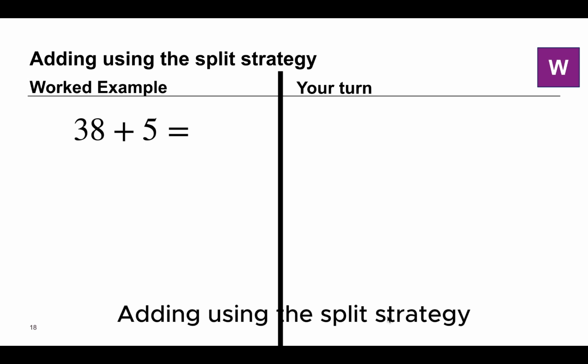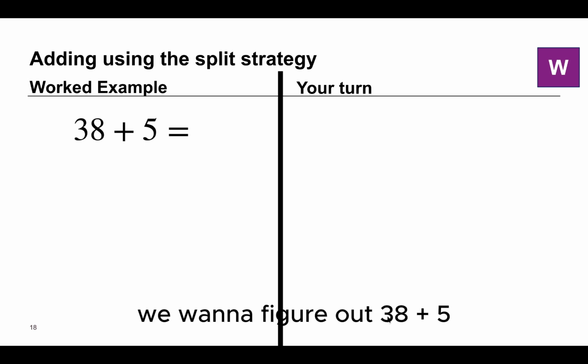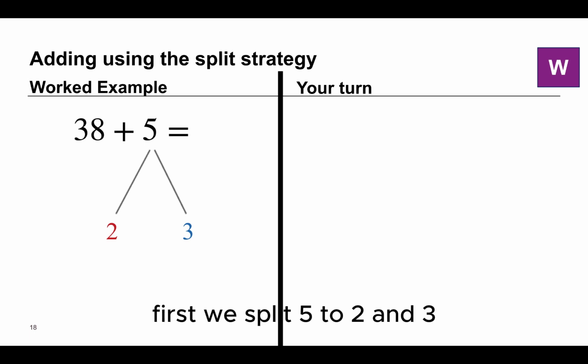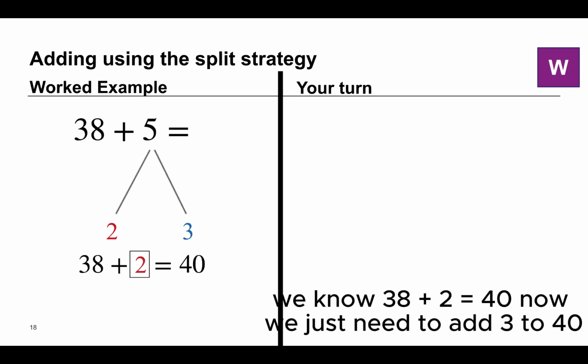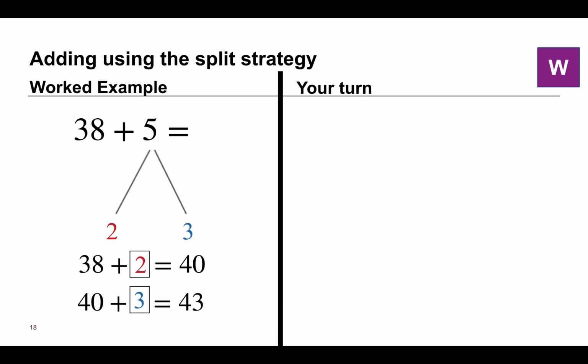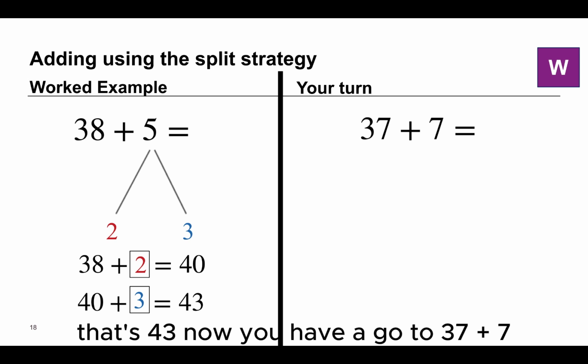Adding using the split strategy, we want to figure out 38 plus 5. First, we split 5 into 2 and 3. We know 38 plus 2 equals 40. Now we just need to add 3 to 40. That's 43.